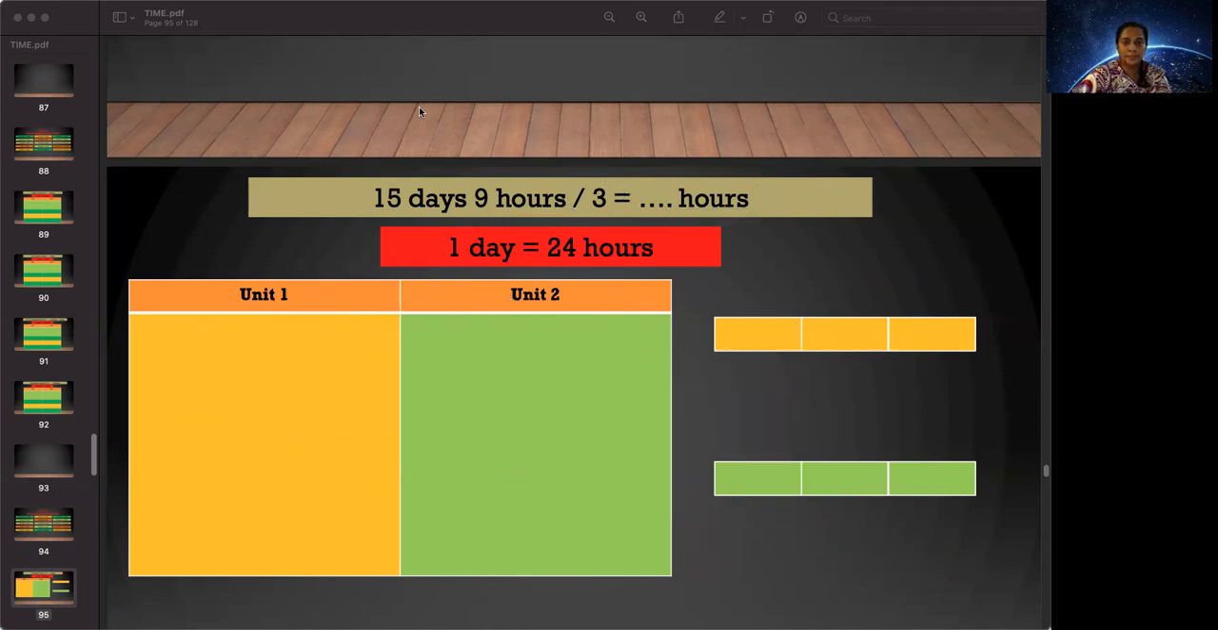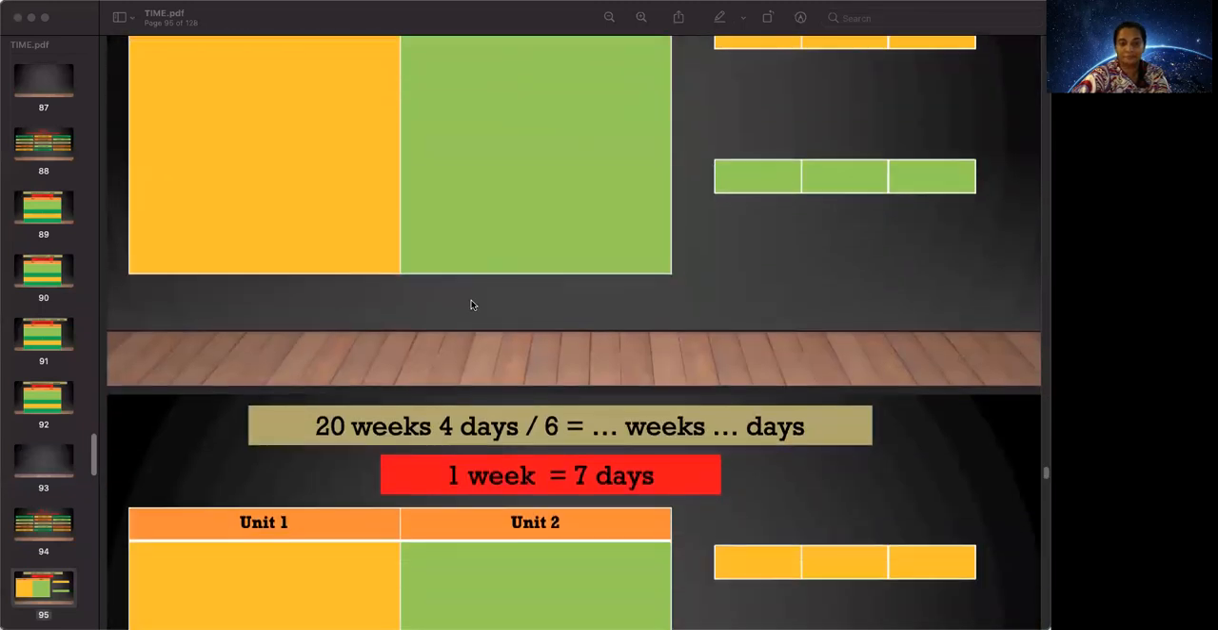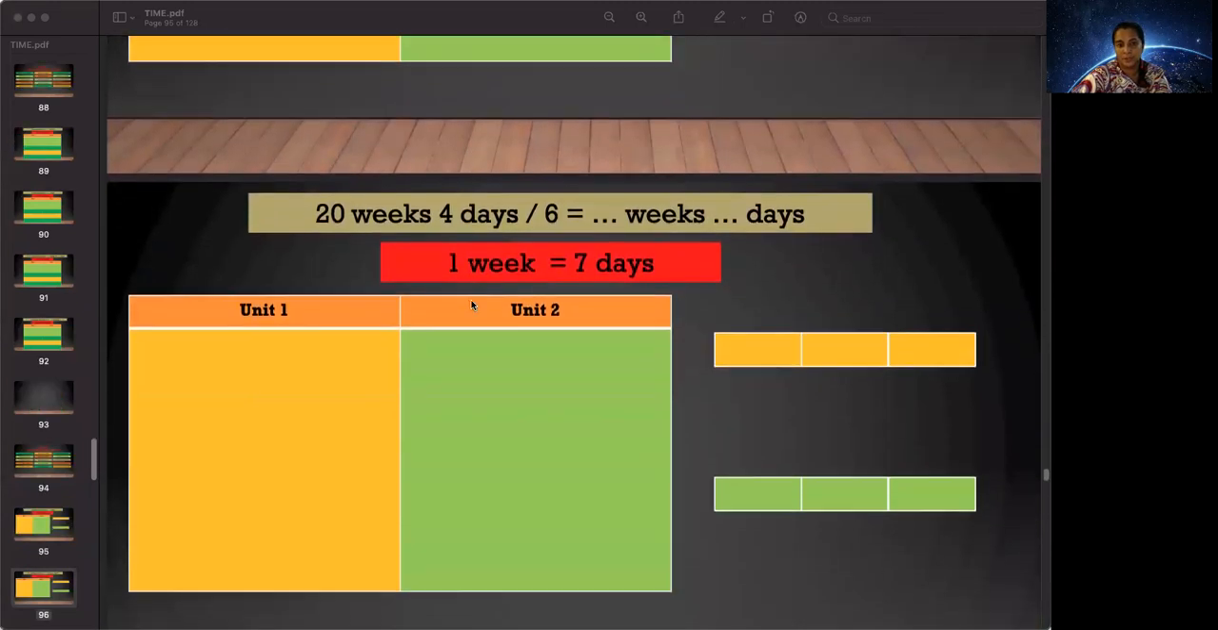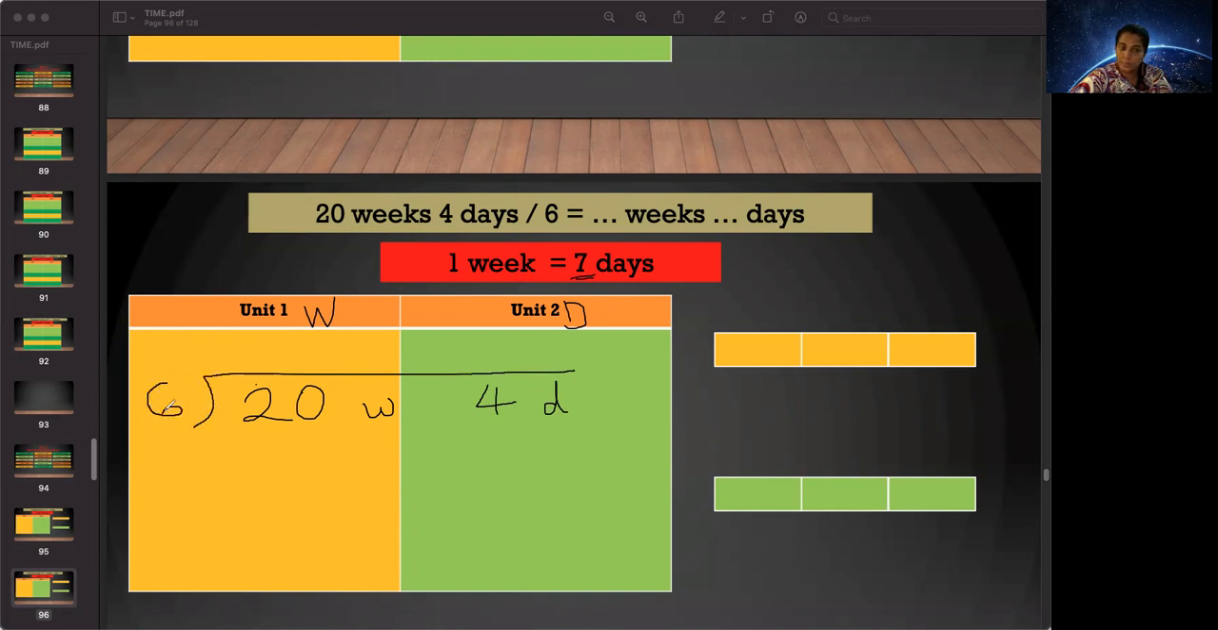Let's look at a little bit of a more challenging one. Okay. Now, what if over here we have a question, 20 weeks, 4 days, divide by 6. So let's try to do this now. I'm going to use the standard written method. So I'm going to have this as my weeks and this is my days. And remember, the conversion is 7. So I'm going to write here 20 weeks, 4 days, divide by 6.